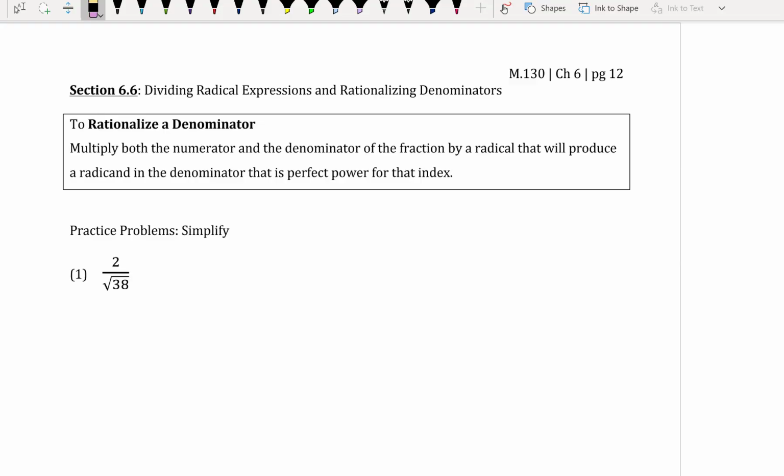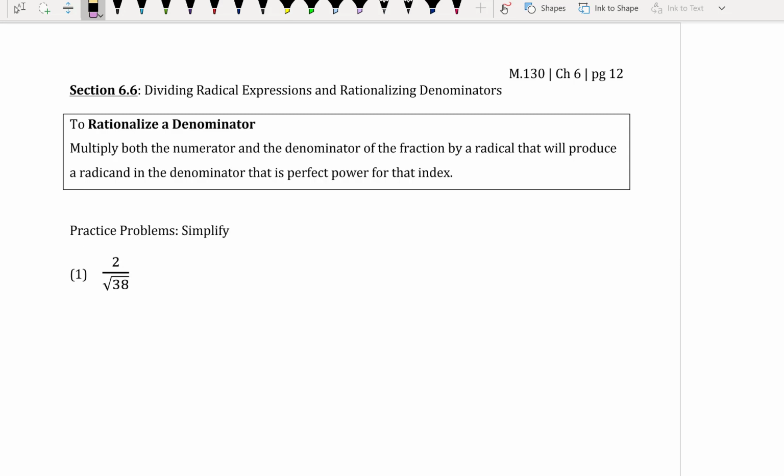Hello, Math 130 students. We are going to pick up on page 12, section 6.6, dividing radical expressions and rationalizing the denominators. So to rationalize the denominator, we multiply both the numerator and the denominator of the fraction by a radical that will produce a radicand in the denominator that is a perfect power for that index.